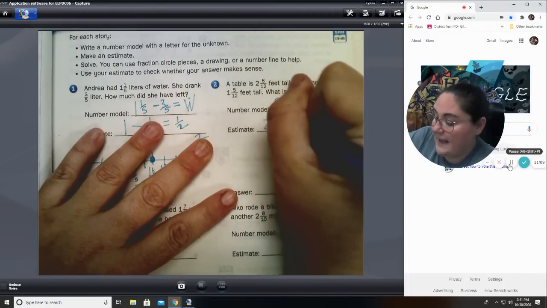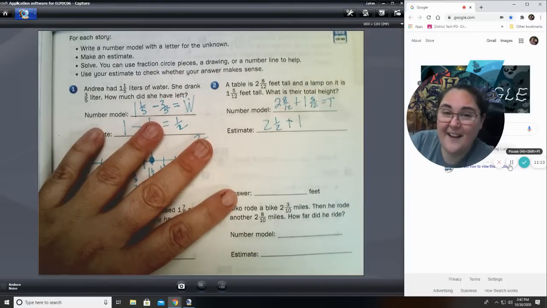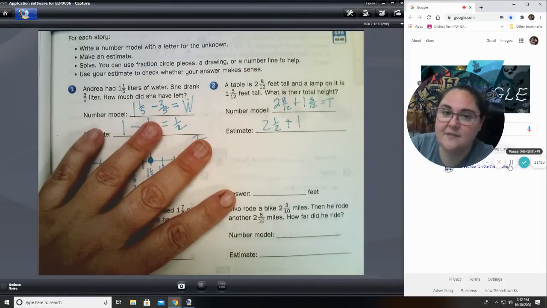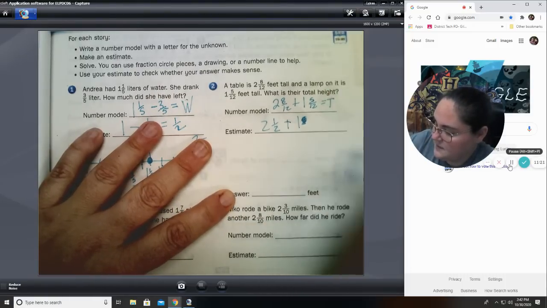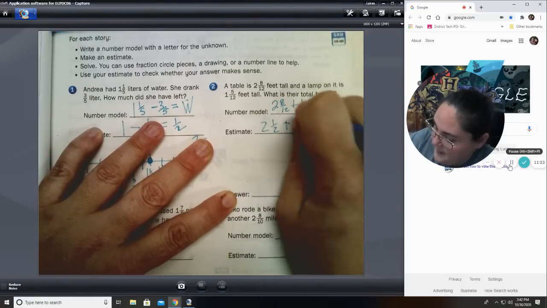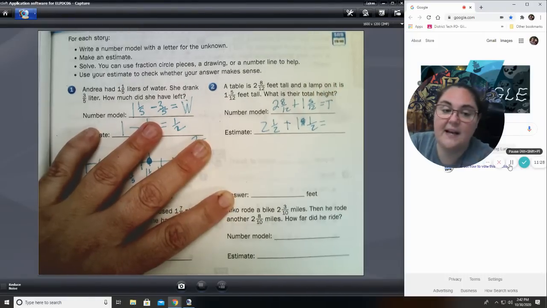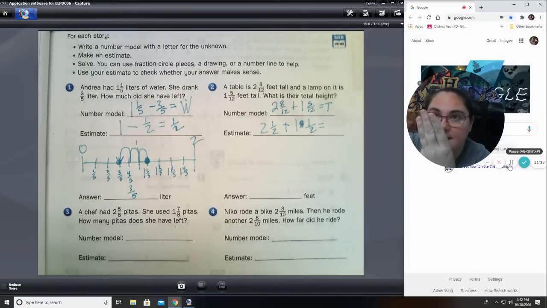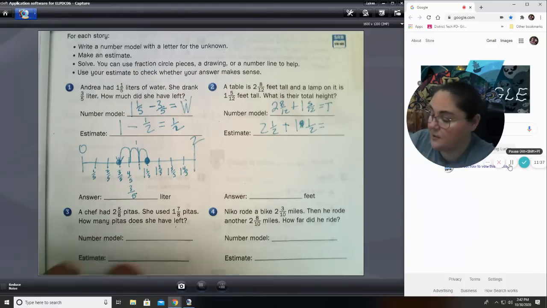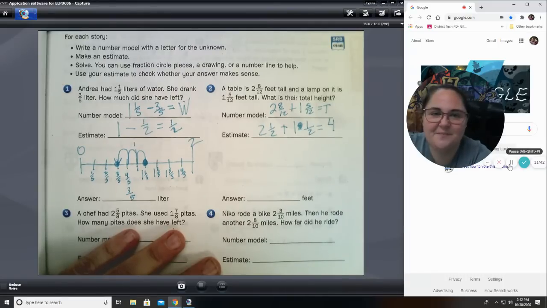So 2 1/2, because remember 8/12 is close, plus 1 5/12 is really close to half. It's a little smaller, but not by much. So 2 1/2 plus 1 1/2 equals what? All right, 2 plus 1, that's 3. A half plus a half is a whole, so my answer is going to be close to 4. That is what you should have done for your estimate.